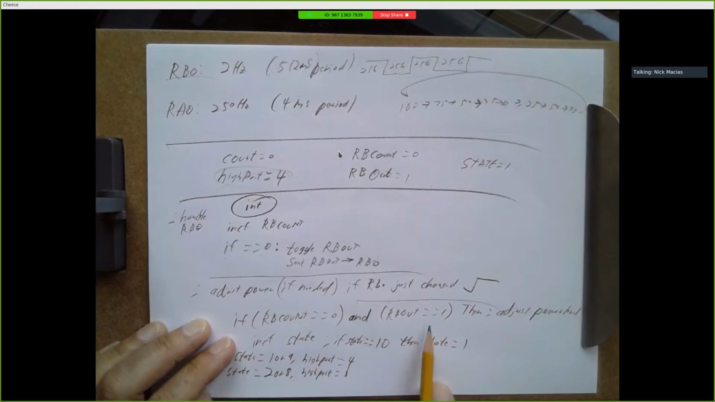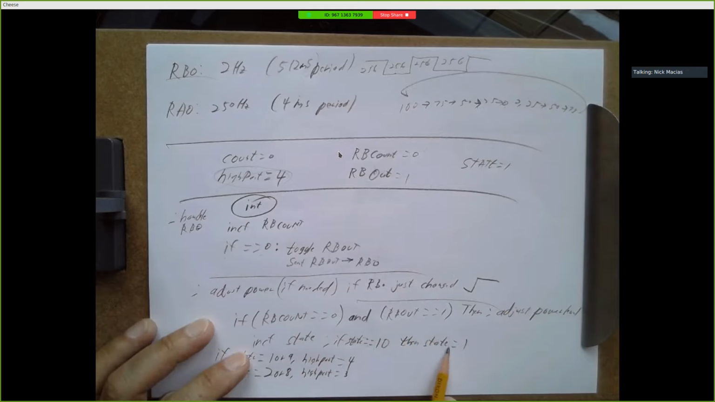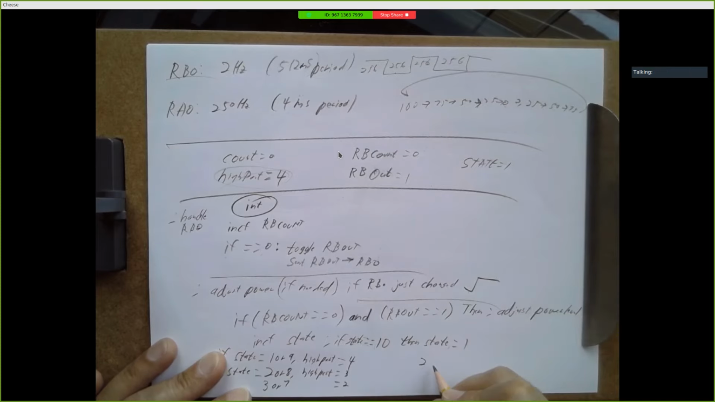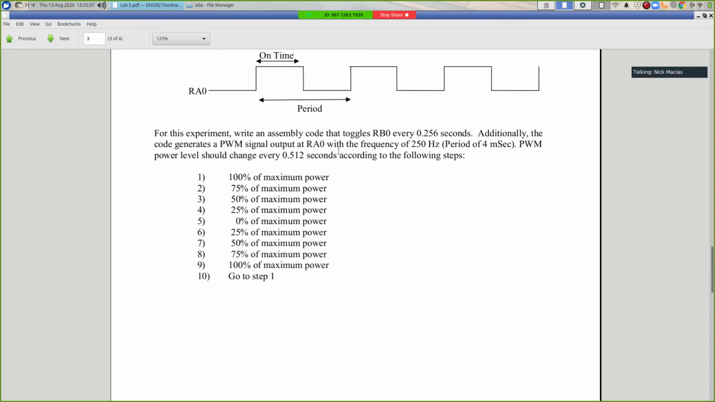Alright, so if RB count is 0 and RB out is 1, adjust the power level. Increment the state. If the state is 10, set it back to 1. And now adjust this high part based on the state. If it's 1 or 9, make the high part 4. If it's 2 or 8, make the high part 3. If it's 3 or 7, make it 2. If it's 4 or 6, make it 1. And if it's 5, make it 0. So all I'm doing is translating the state into what power level do we want. And I'm setting this power level by setting this high part variable that we had in that sample code.